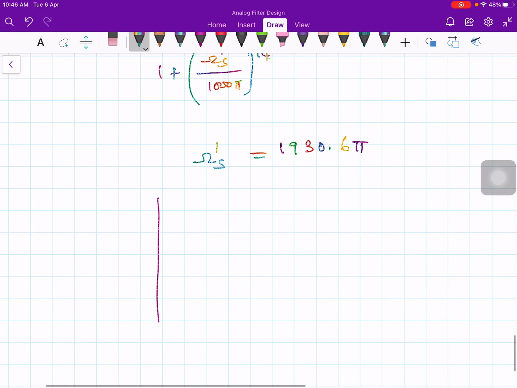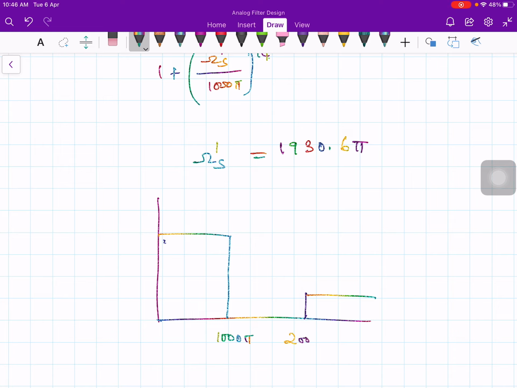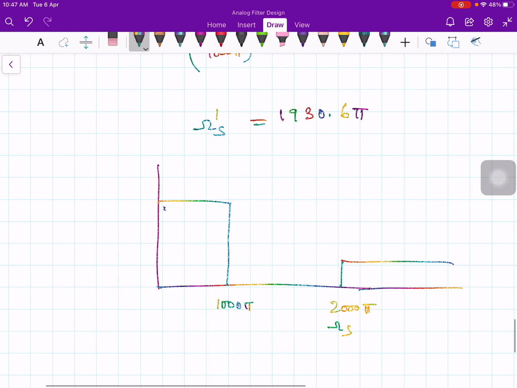So if you plot it, this is 1000 pi and this is 2000 pi, omega S. Okay, if you take NB equal to 6.64, then this is the stop band and this is the pass band, which is equal to omega C, because it's the 3 dB frequency.